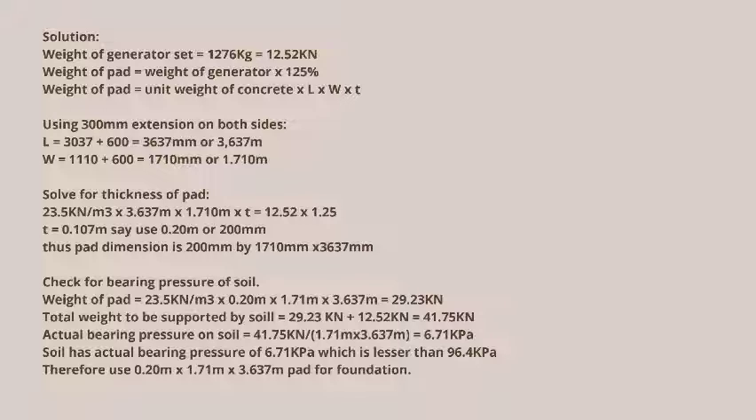Actual bearing pressure on soil is equal to 41.75 kilonewtons over 1.71 meters times 3.637 meters, which is equal to 6.71 kPa. Soil has an actual bearing pressure of 6.71 kPa, which is less than 96.4 kPa. Therefore, use a 0.20 meter by 1.71 meter by 3.637 meter pad for the foundation.